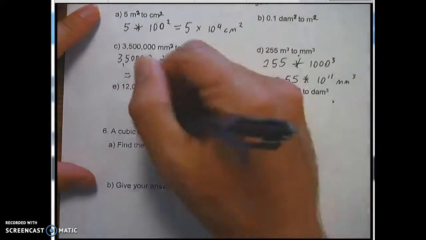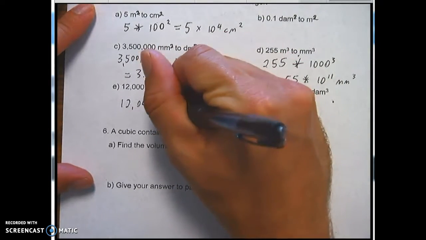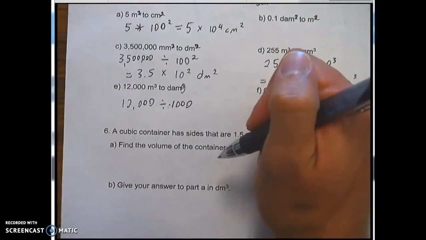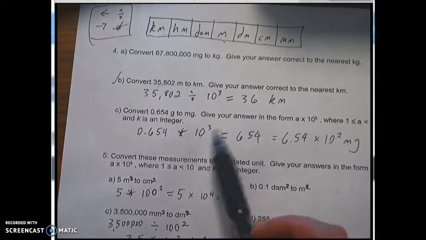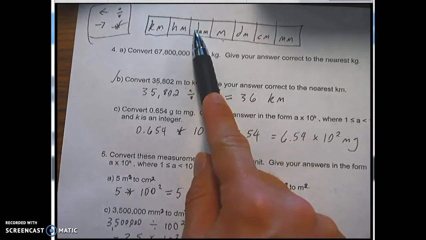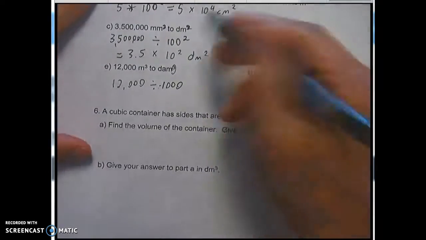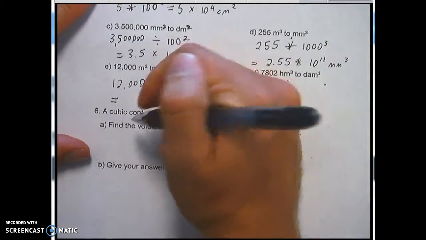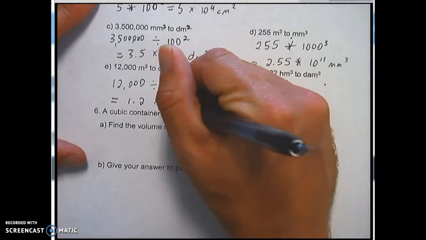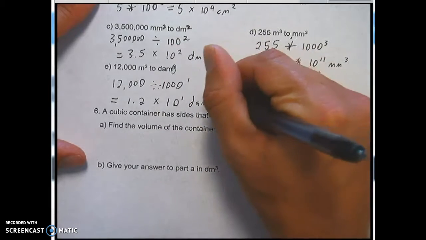1. So I know I'm going to take that 12,000 and I'm going to divide it by 1,000 because it's cubic meters. And I'm going to divide it by 1,000 to the first power, because from meters to decameters is one hop, one jump. So when I type that in the calculator, I'm getting 1.2 times 10 to the first power decameters cubed.